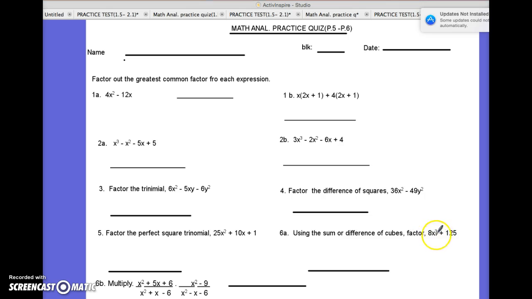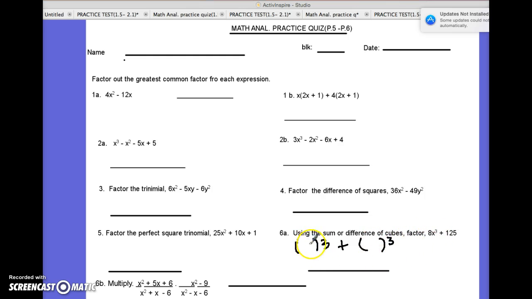We've got 8x cubed plus 125. You can probably see that it's potentially the sum of two cubes, since 2 cubed is 8. So you try to put it in a form where you have one cube plus another cube. And once you can express it like that, then there's a pattern that you use to factor this.